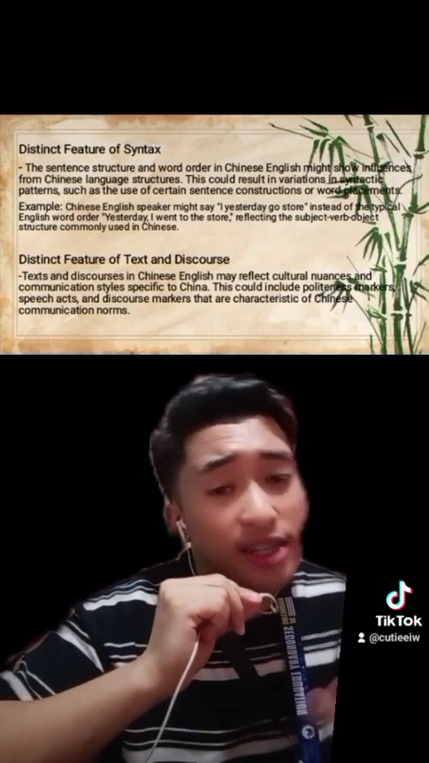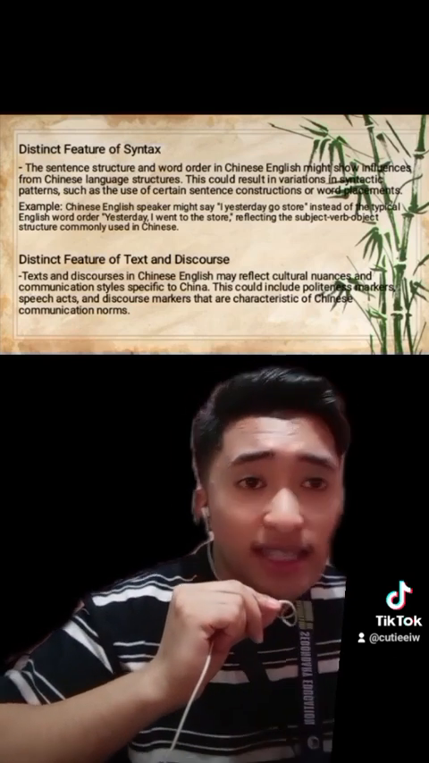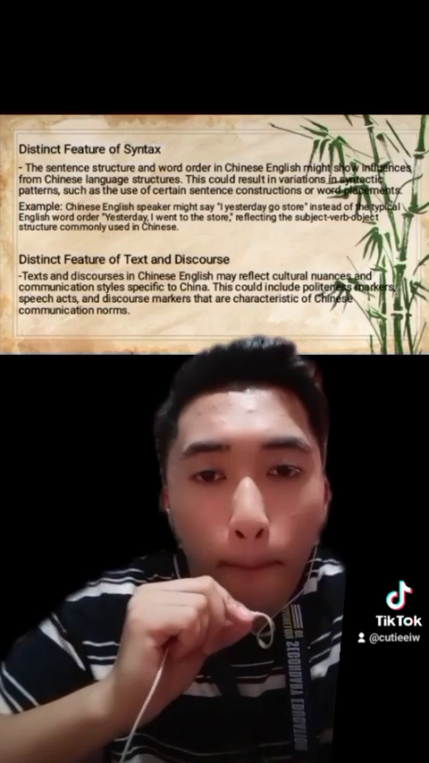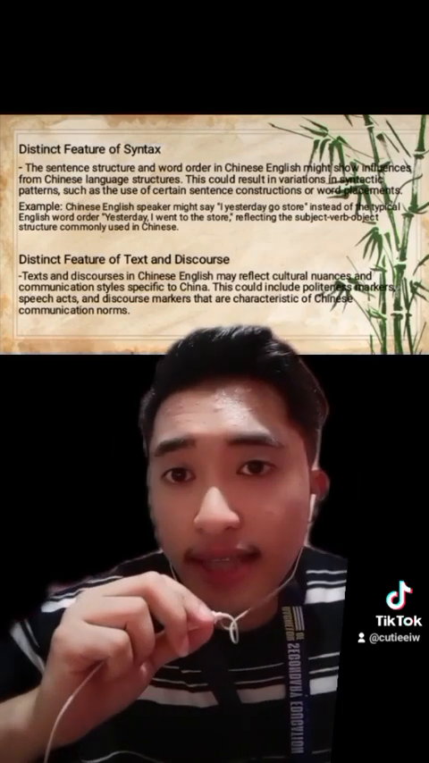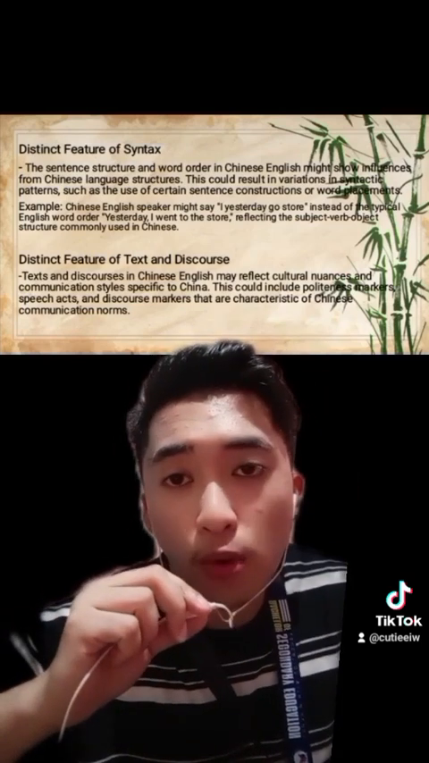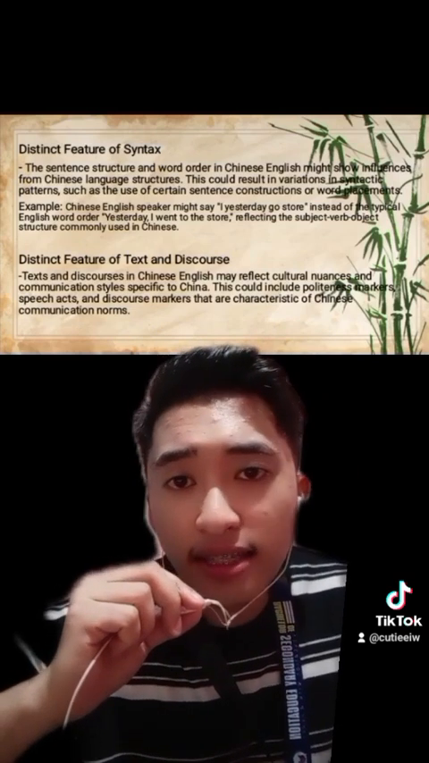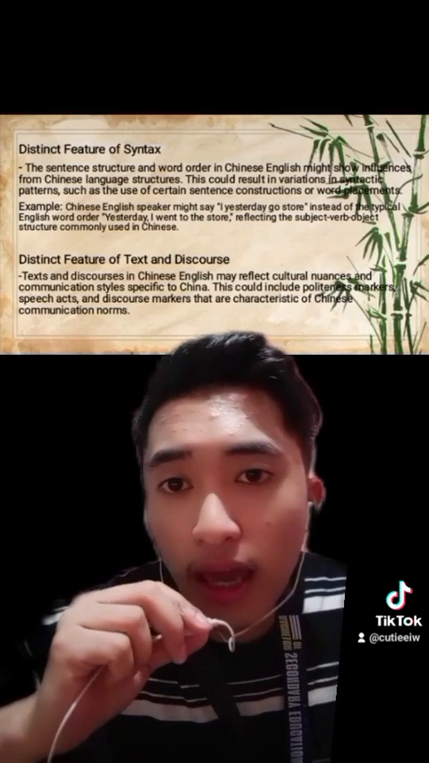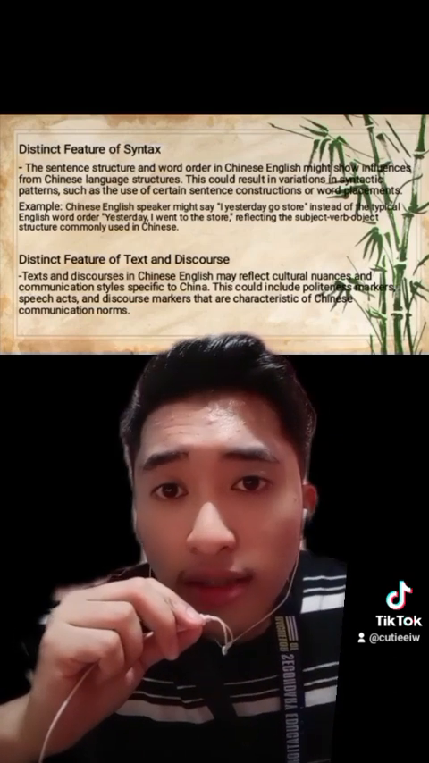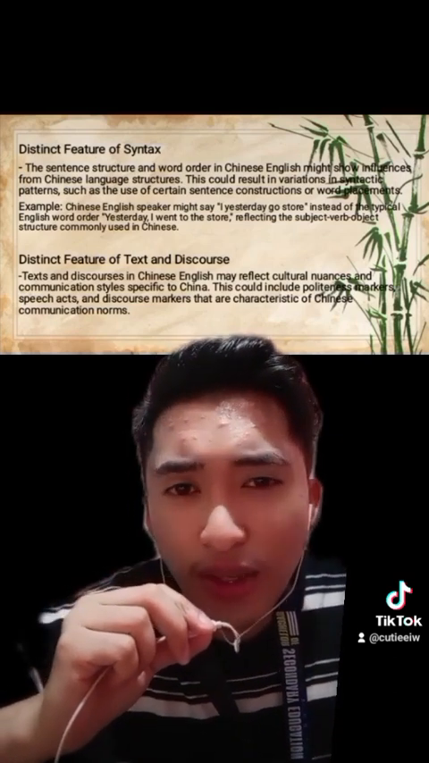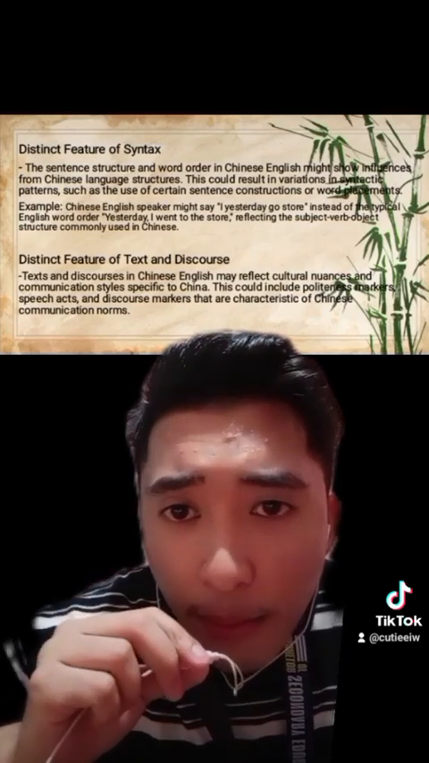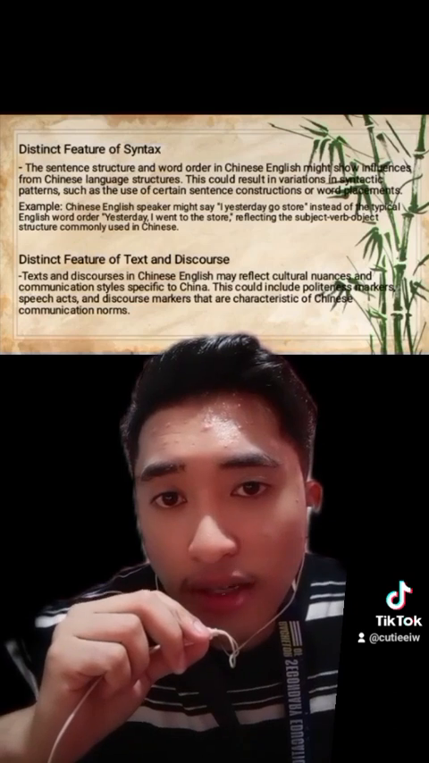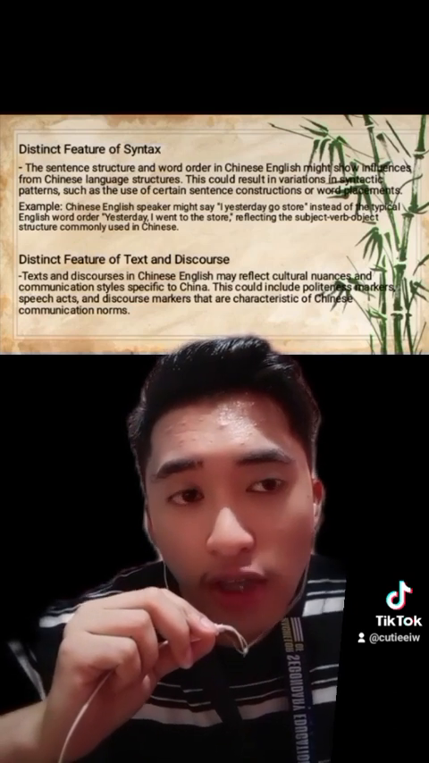So as you can see, there is a big difference between Chinese English and the standard English that we are using right now. And the fourth one is the distinct feature of text and discourse. So it means that text and discourse in Chinese English may reflect cultural nuances and communication styles specific to China. This could include politeness markers, speech acts, and discourse markers that are characteristic of Chinese communication norms.